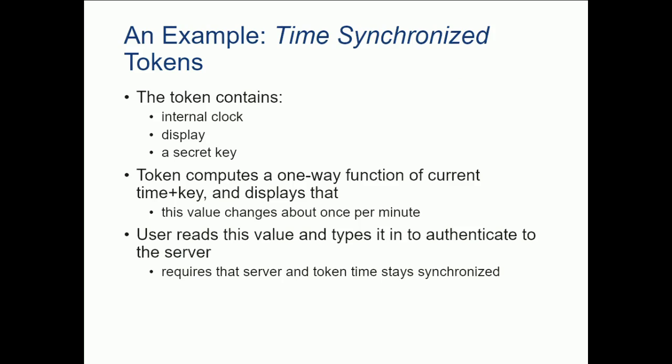So what the token does is calculate the one-way hash of the current time concatenated with the key, and display the hash on the screen. This value changes about once every minute. The user needs to read this value and provide it to authenticate to a server. This is actually similar to the Google authentication app, where we use the app to replace the physical token. But the idea is very simple. We need the clock, we need the synchronization.